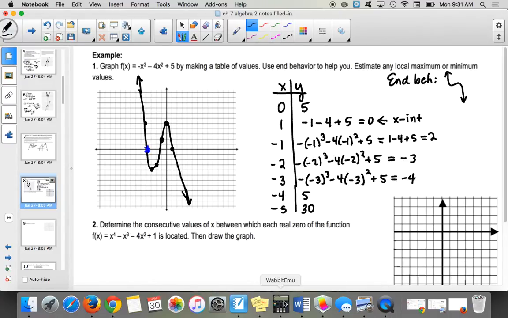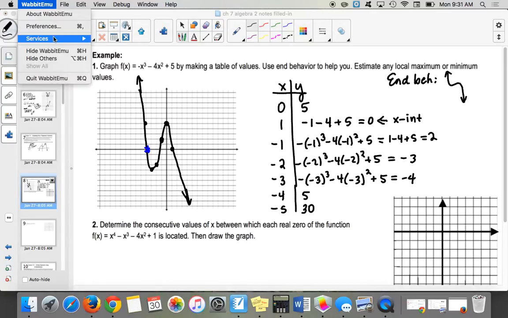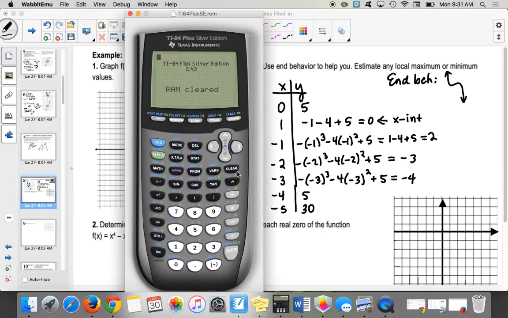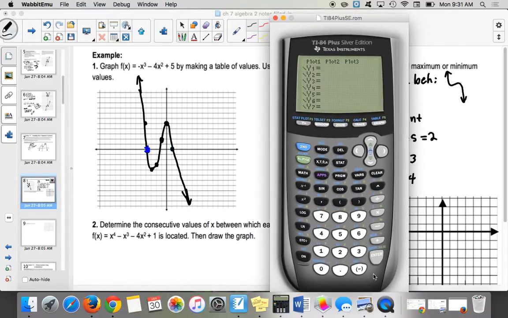All right, one thing that I do if I have to do a lot of t-tables, I'm going to show you a trick. So if you have your graphing calculator, you can go to y equals, and you could graph this function, and you could see what the function looks like. You know it's going to be a downwards parabola.